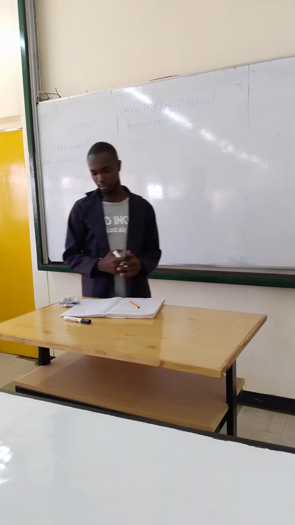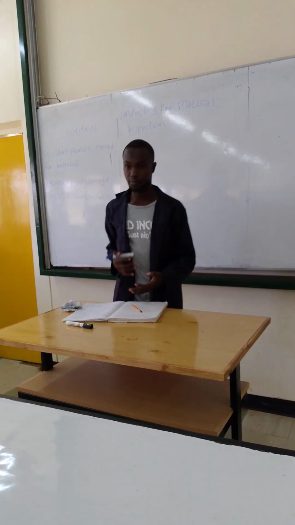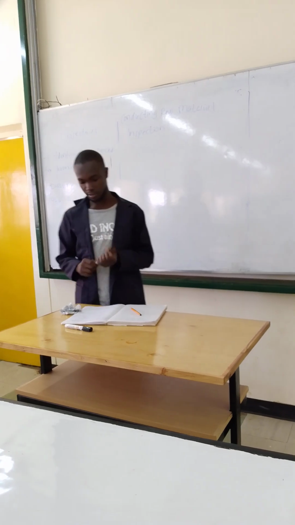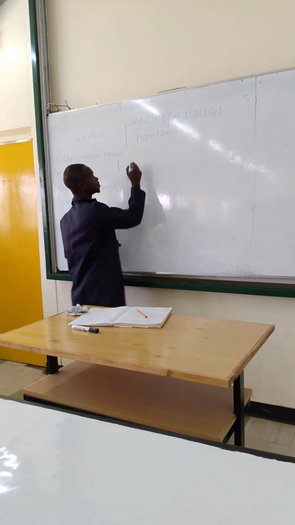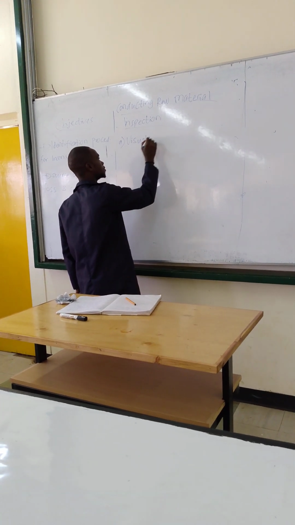So when you're conducting raw material inspection, you need to involve several processes. And the first process is visual inspection.